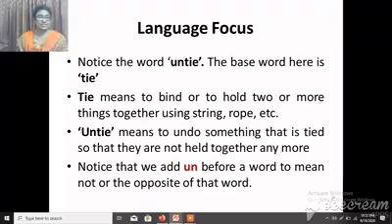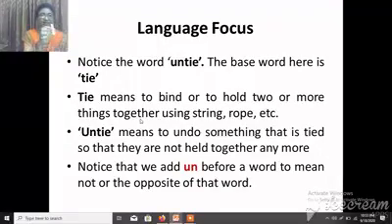Notice the word untie. The base word here is tie. Tie means to bind or to hold two or more things together using string, rope, etc. We can say this is tied, tied up something. I tied up the toothpick with the rubber band.